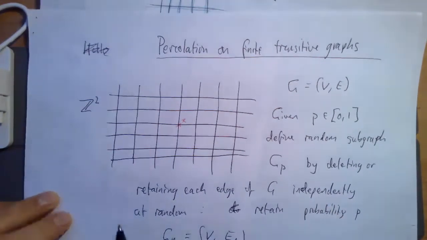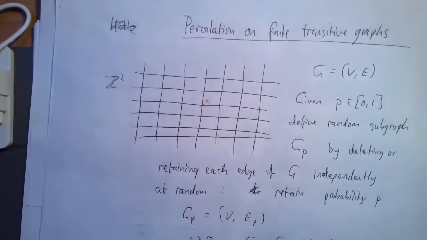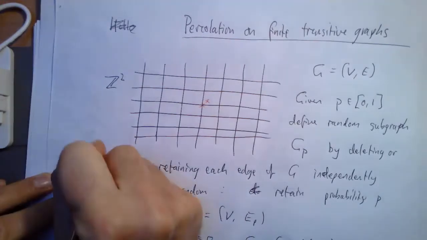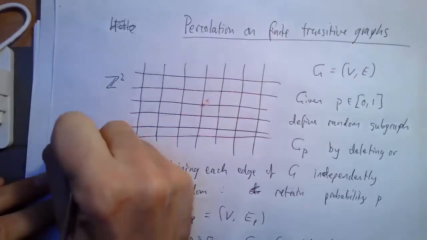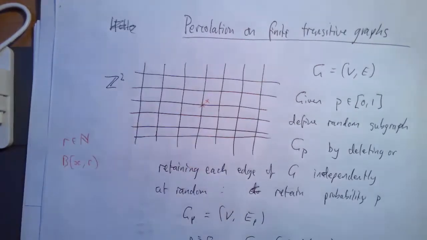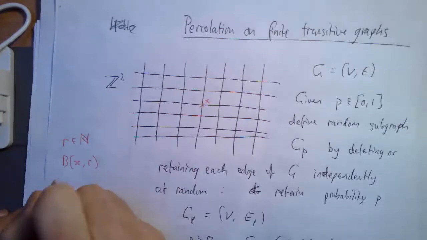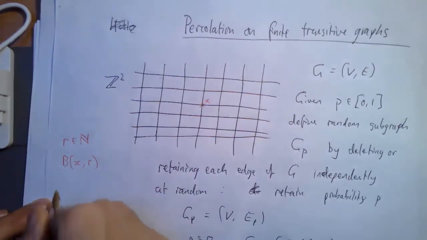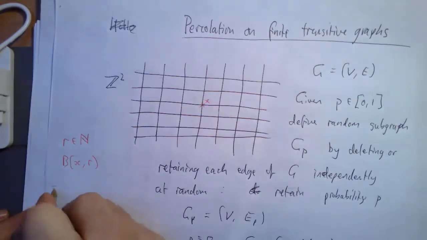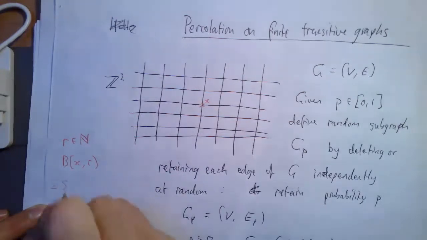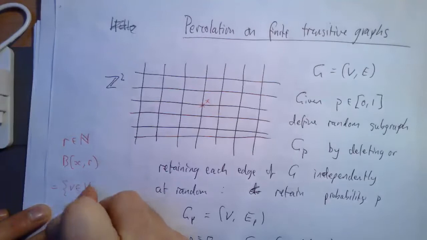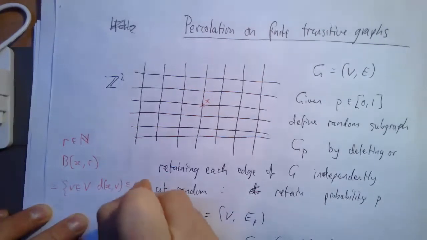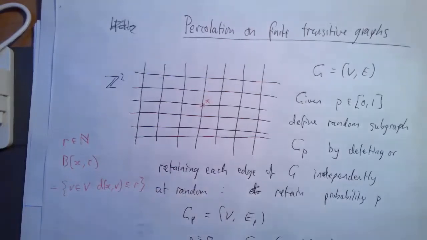I'm going to use a notation B(X, R), for R a natural number, and I write B(X, R) for the ball of radius R centered at the vertex X. So that's the set of all vertices V such that the distance from X to V is at most R.